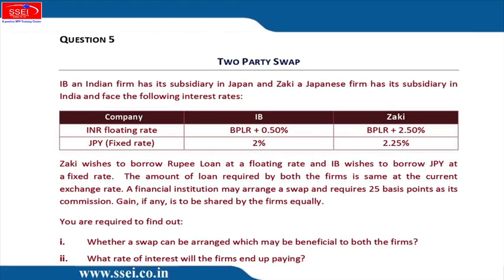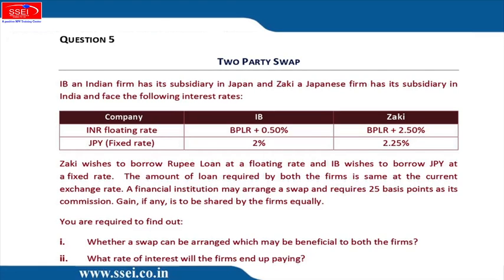Whether a swap can be arranged which may be beneficial for both the firms? Yes, because if IB borrows INR floating at BPLR plus 0.5 and Zaki borrows JPY fixed at 2.25, the total cost will be BPLR plus 2.75. Whereas if they borrow their own, the total cost is BPLR plus 4.5. That means there is a scope of improving 1.75%, out of which 0.25% shall be enjoyed by the intermediate bank. So 1.5% shall be enjoyed by these two, that is 0.75% each. Okay, should I repeat?